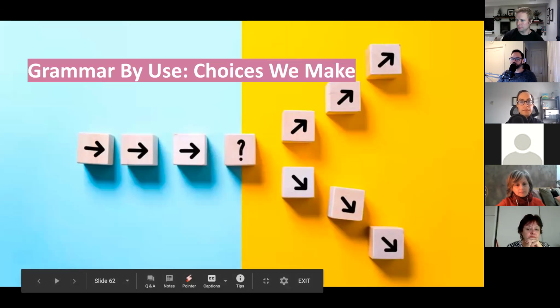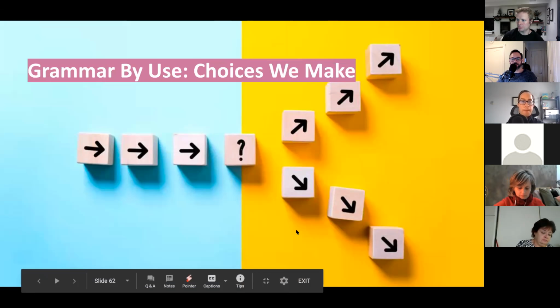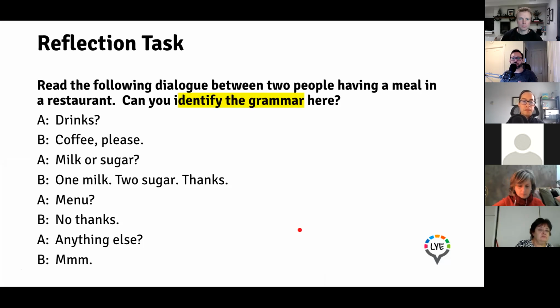Which brings us to the next part of our session here, where we're going to be talking about grammar by use and the choices that we make. I'm going to let Michael explain, because Michael actually is the one who designed part of the, actually, no, we did this together. But there's a dialogue here between two people who are having a meal, and I want anyone here to try to identify the grammar in this dialogue. What is the grammar here?